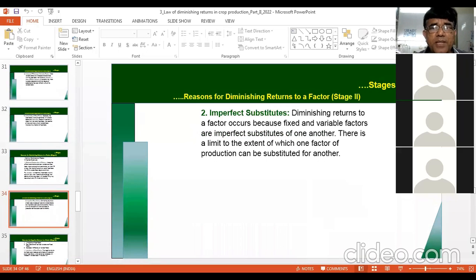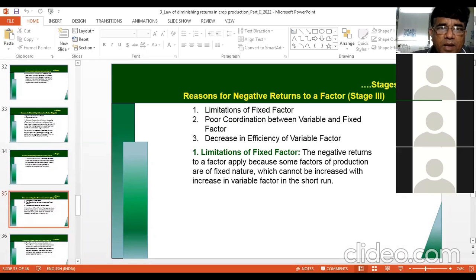Imperfect substitute. Diminishing return to a factor occurs because fixed and variable factors are imperfect substitutes of one another. I'm just flashing the slides. You can see, I will give you notes on this, so that you can understand in detail the reasons for these kinds of variable returns. Limitations of fixed factors and poor coordination decrease.